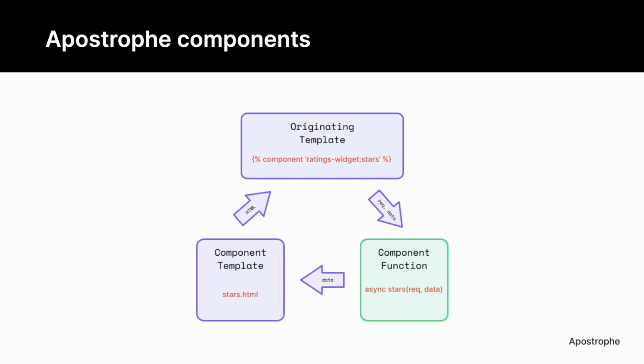The markup being returned here is derived from another template, stars.html, named with the same file name as the component method name. This template has access to the data returned by our component method on the data object.